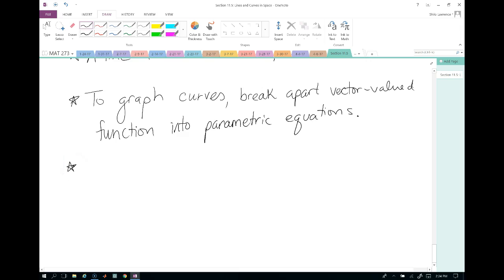You also have the option, if you're working in 2 dimensions, to try and figure out what the equivalent 2-dimensional equation is in terms of x and y. So we'll talk about both of these.